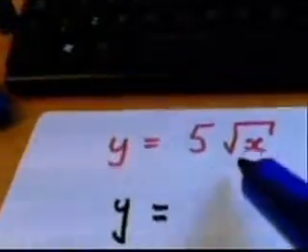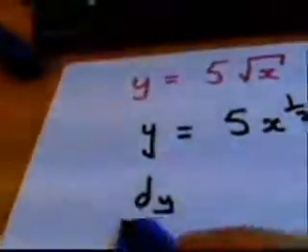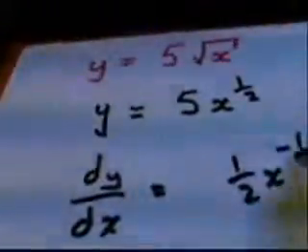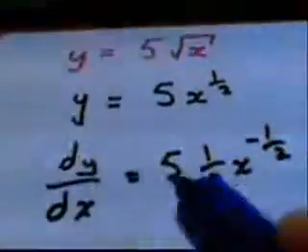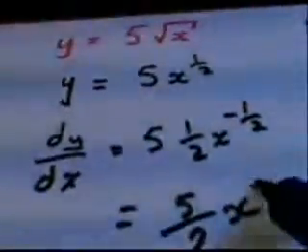So 5 root x, did you first of all change the root x into x to the power half, and then your differentiation gives you half x to the negative a half multiplied by 5, which is 5 over 2 x to the negative a half, which is 5 over 2 root x, because don't forget, half is root.